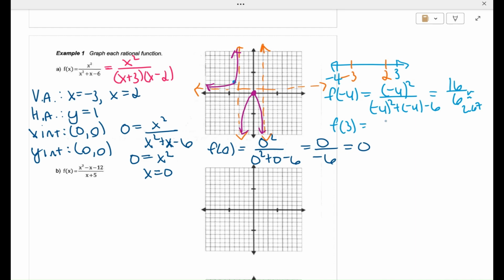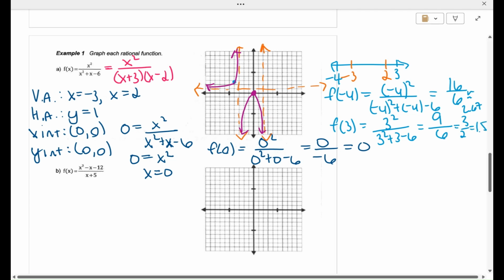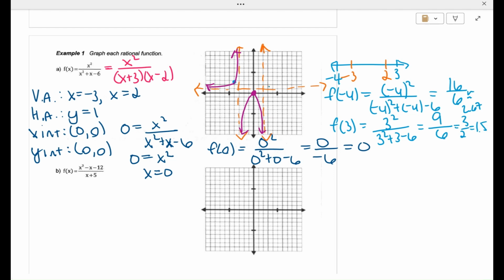So f of 3 is equal to 3 squared over 3 squared plus 3 minus 6. So this would be 9 over 12 minus 6, which is 6. Looks like 3 halves, which is 1.5. So this point would be at 3, 1.5, which is here, which again confirms what I had thought. The graph is above the horizontal asymptote. And that's all you would need to show. You just need a few critical points just to show where the curve is, because we already know that it's going to hug the asymptotes.